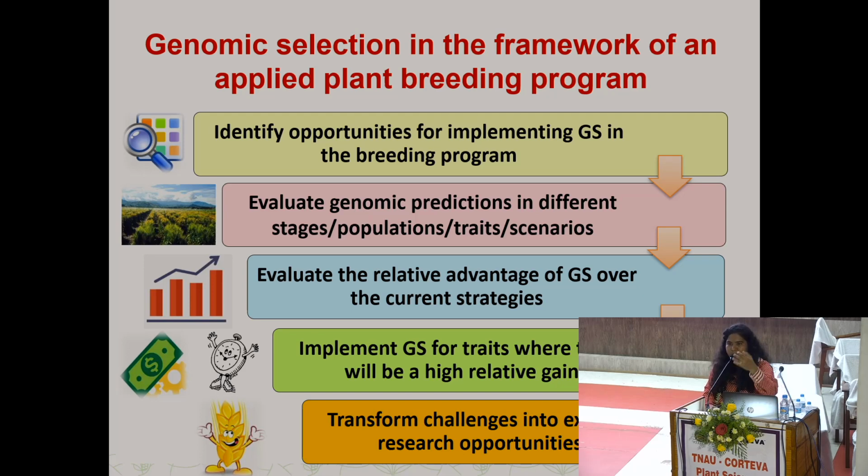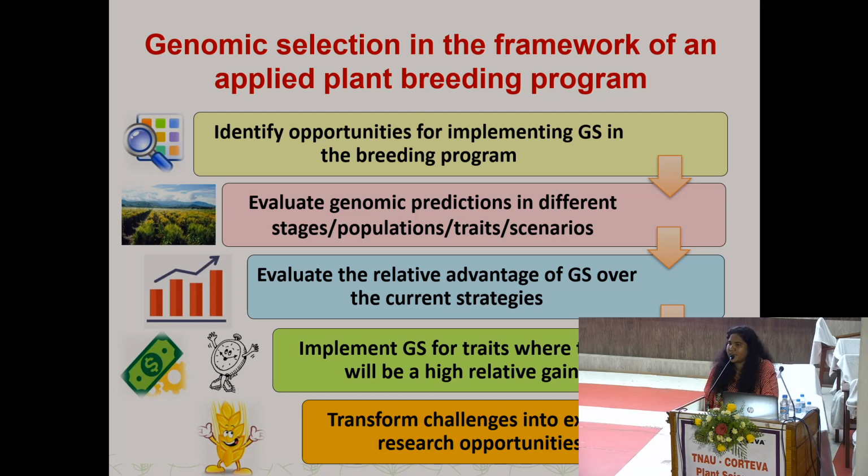The F2s might be different in advanced generations. In different populations, they might be different. And then the third step, the key step, it's just not about prediction accuracies and publishing something. It's about evaluating the relative advantage of GS over the current best practices.